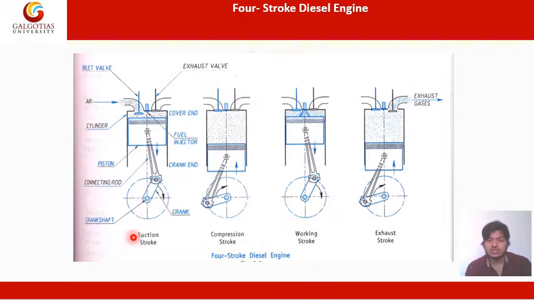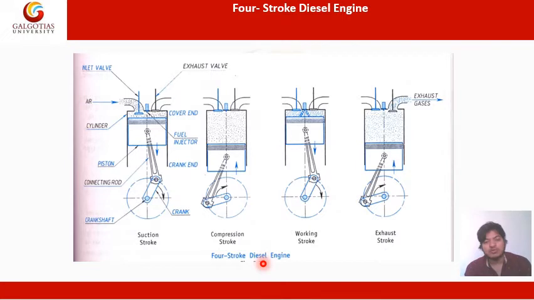The first stroke is the suction stroke, the second stroke is the compression stroke, the third stroke is the power stroke, also known as the working stroke, and the fourth stroke is the exhaust stroke. So this whole process is completed in four strokes of this cycle. That's why it is known as a four-stroke diesel engine. And in this engine, diesel is used as a fuel, so that's why it is known as a diesel engine.